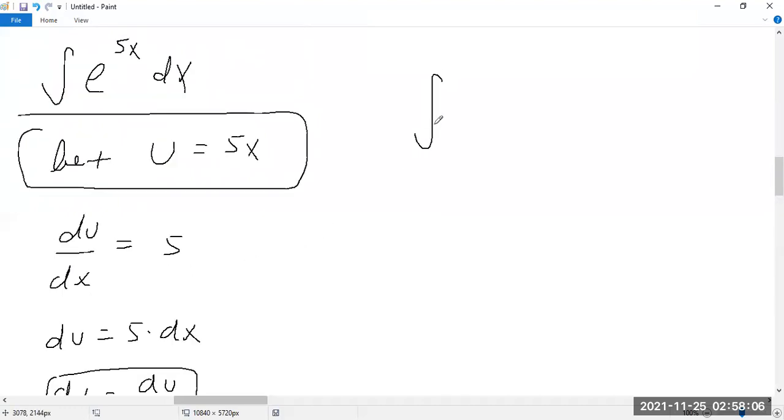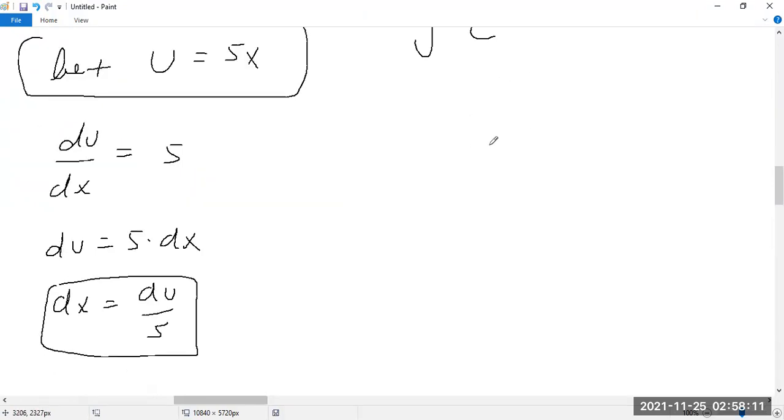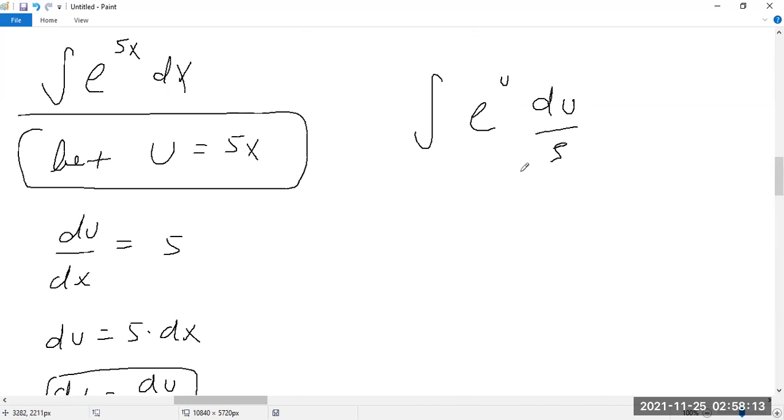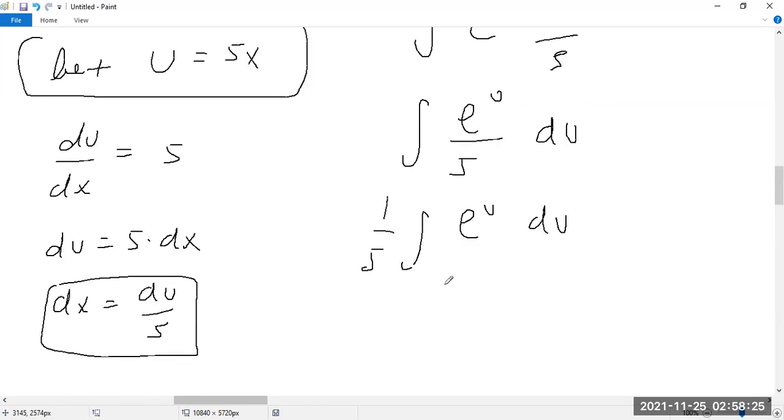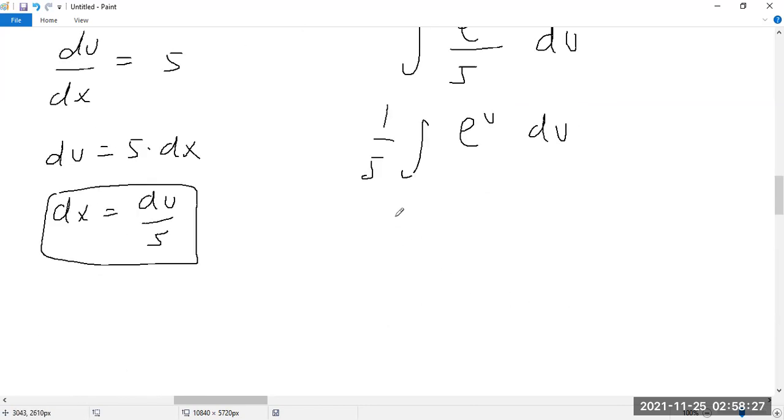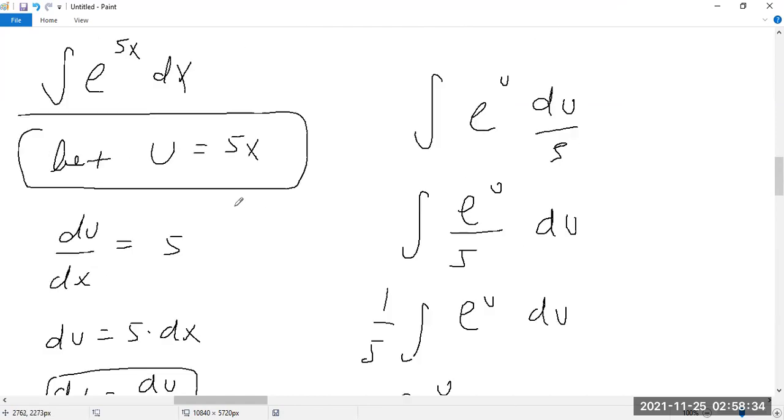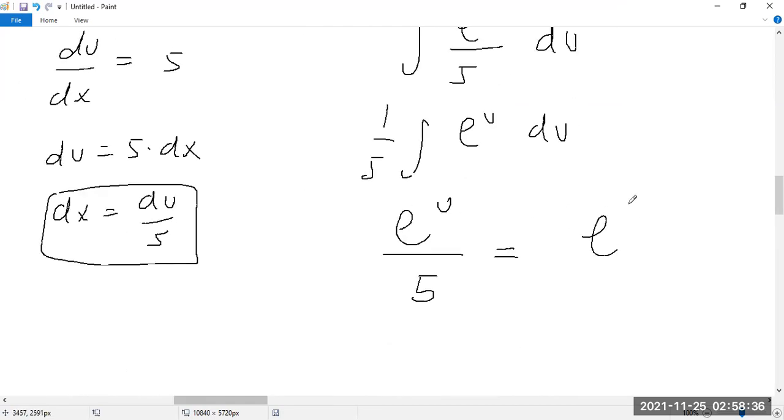So this becomes e to the u. And then dx we said was du over 5, so that's e to the u over 5 du, which is 1 over 5 times the integral of e to the u du. The integral of e to the u is just e to the u, right? So it's just e to the u over 5, which if I put my u back, which is 5x, is e to the 5x over 5 plus c.